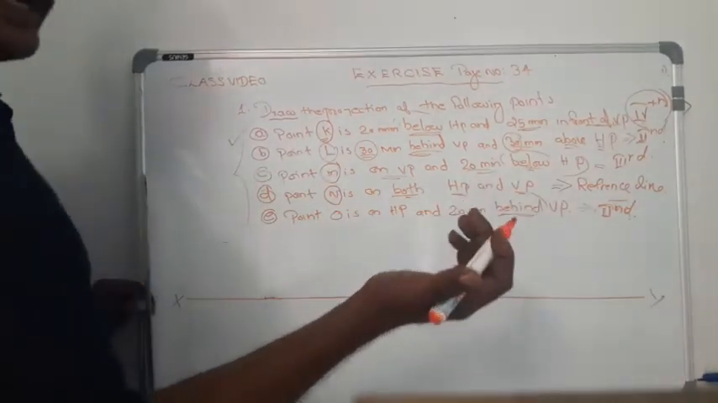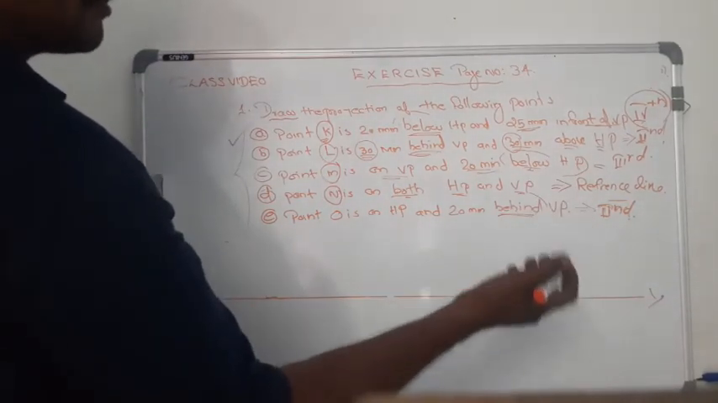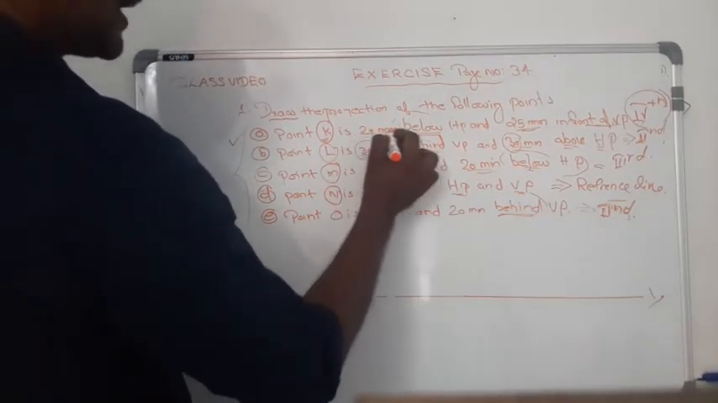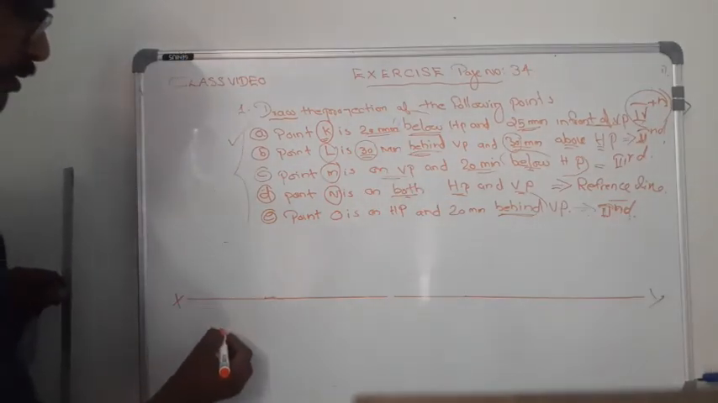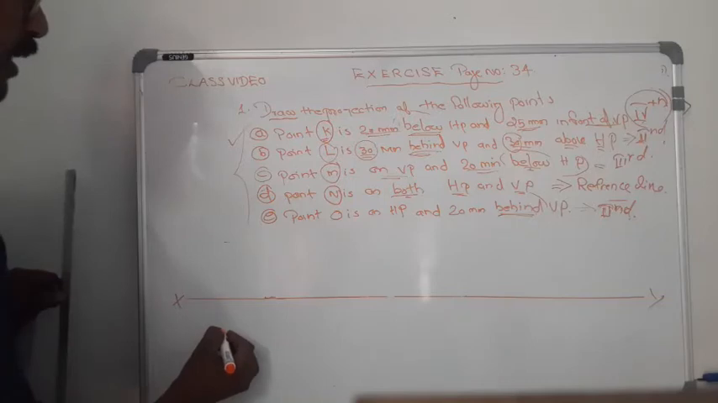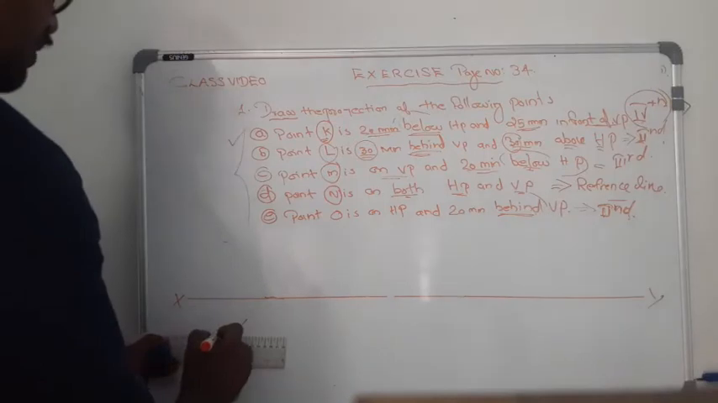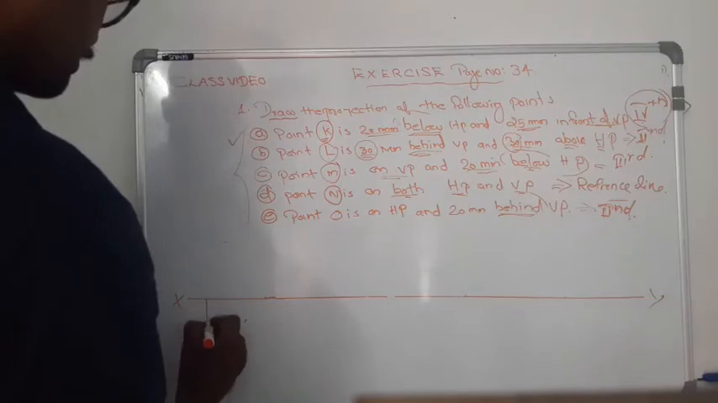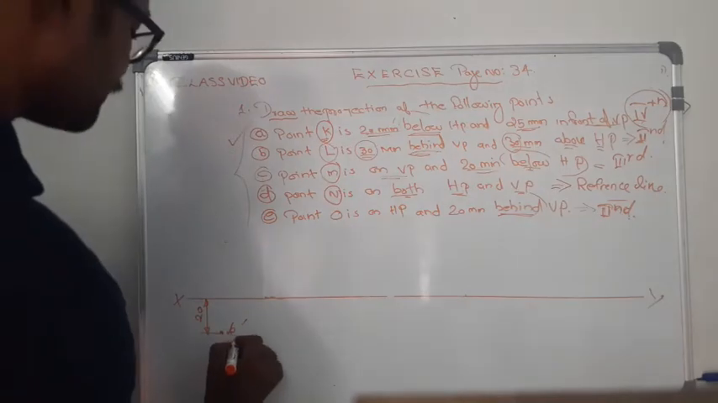We know that in the case of the fourth quadrant, both the front view and plan come below the XY line. First we have to draw its front view using the parameter 20 mm below HP. Now put a point here keeping a 20 mm distance. That point is marked with small letter k dash, having a distance of 20 mm below HP. This is the front view.